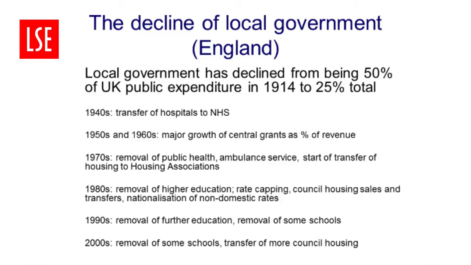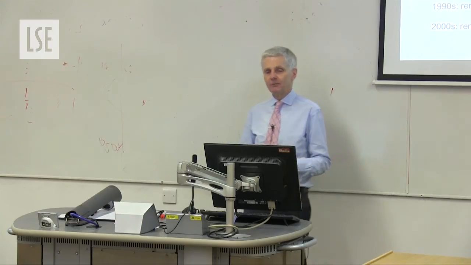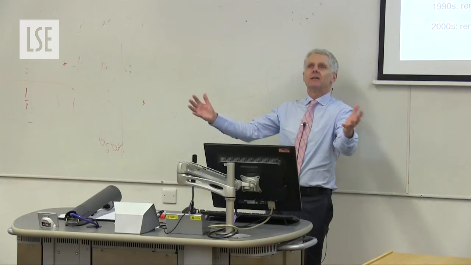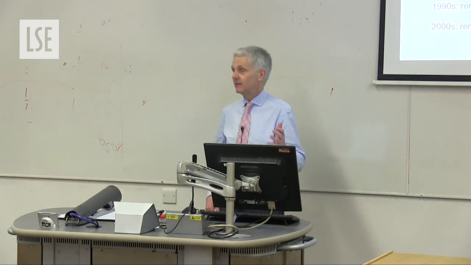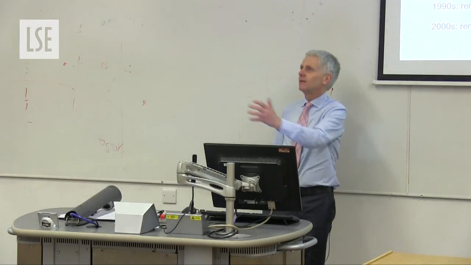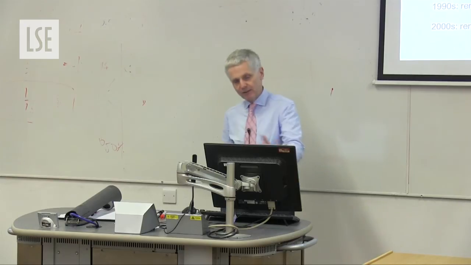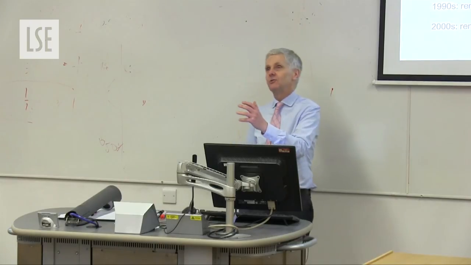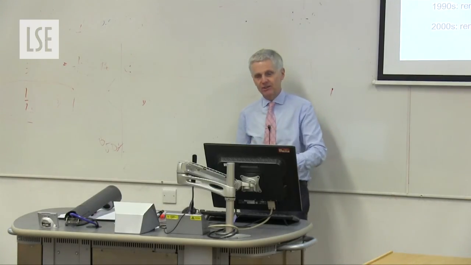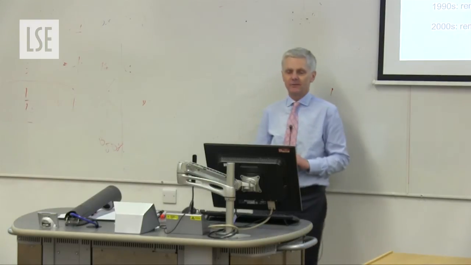Now, this long-evolved system of local government has been in decline. I'm just going to talk about England here, though this is not dissimilar in Scotland and Wales. We've seen local government declining from being about half of all UK public expenditure, and therefore half the state, to about a quarter. We've seen hospitals transferred out of local government to create the National Health Service after the war, big growth in central grants in the 1950s and 60s, public health, the ambulance service, some housing transferred in the 70s from local government to government bodies, or quangos, higher education, council housing sales and rate capping all happened in the 1980s. The 80s was a very complicated decade for the relationship between central and local government.